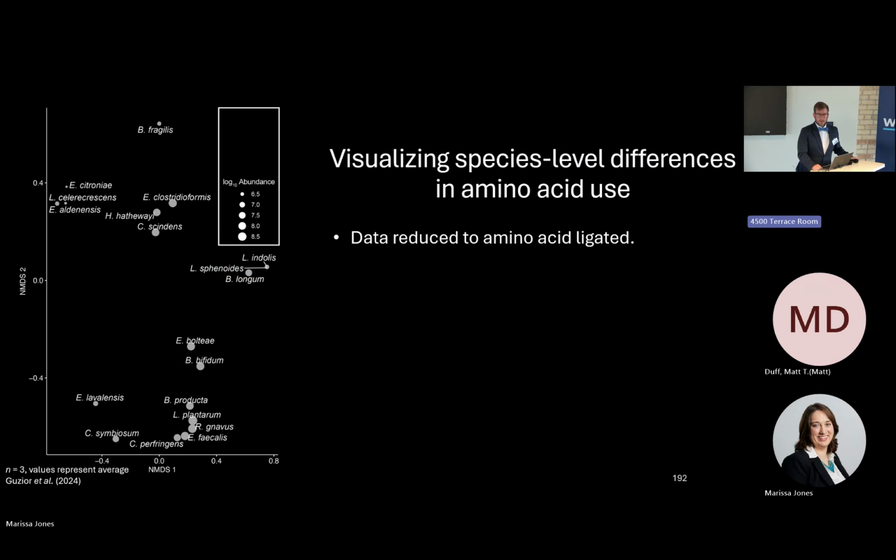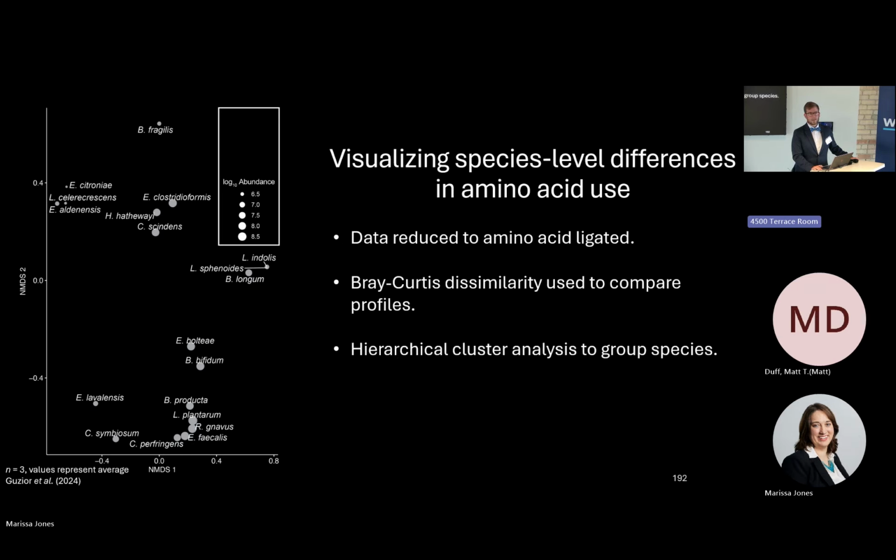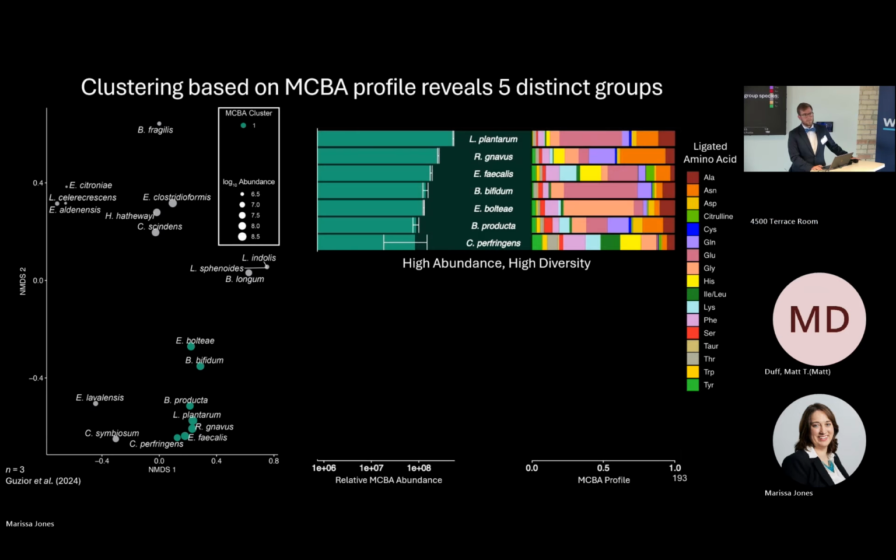Now, visualizing the actual MCBAs produced, I reduced this analysis to just the amino acid that was ligated. So certain microbes are able to produce secondary bile acids, which could then also be conjugated. I didn't want that to confound our results. I used Bray-Curtis dissimilarity to compare these and hierarchical cluster analysis to group the actual samples.